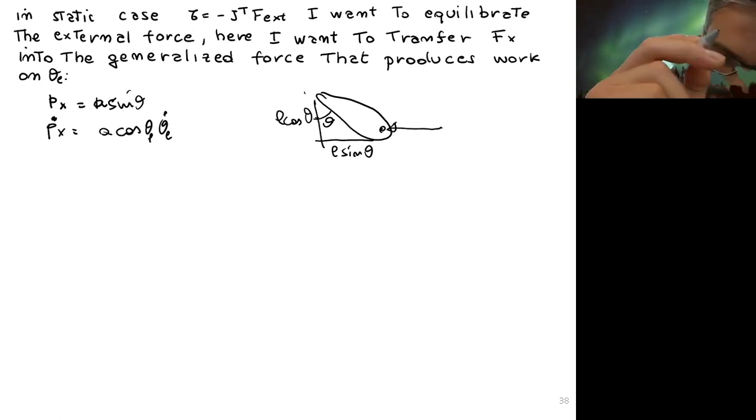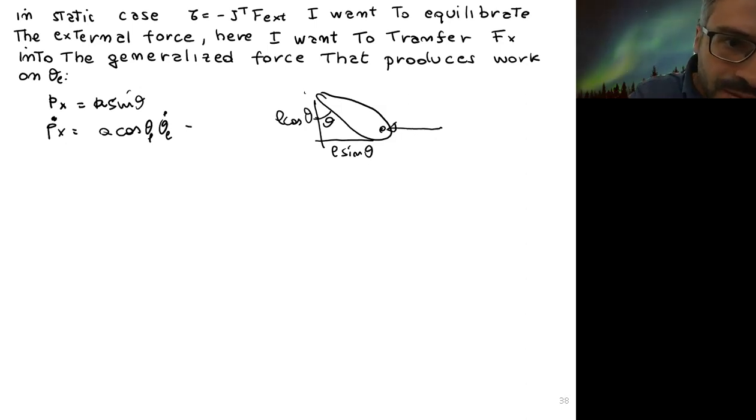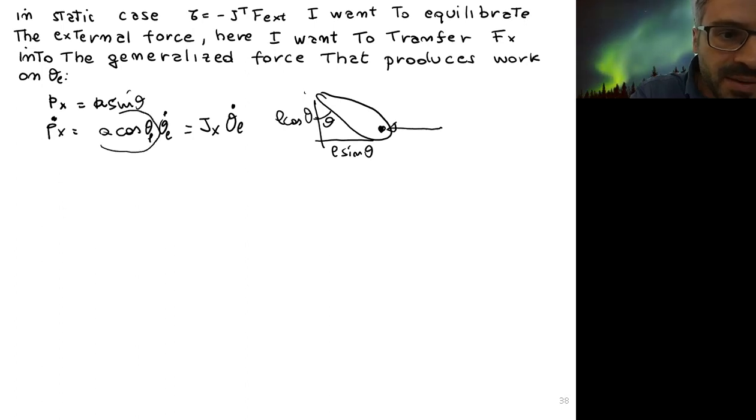And this is the Jacobian Jx that maps the velocity at this point, so joint velocity theta L, into the Cartesian velocity of point X in the X direction, while the transpose, since it's a scalar, will be the same thing. So this will also be Jx transpose. And we can account for that in the expression.